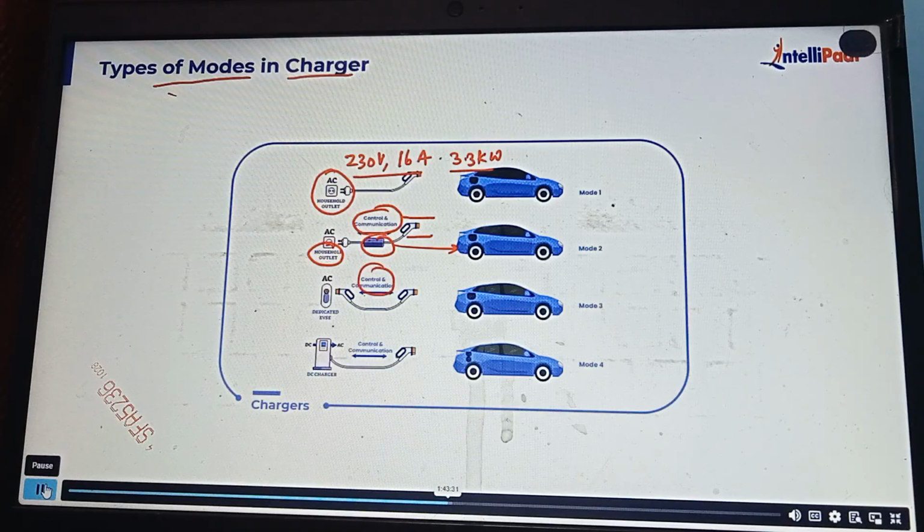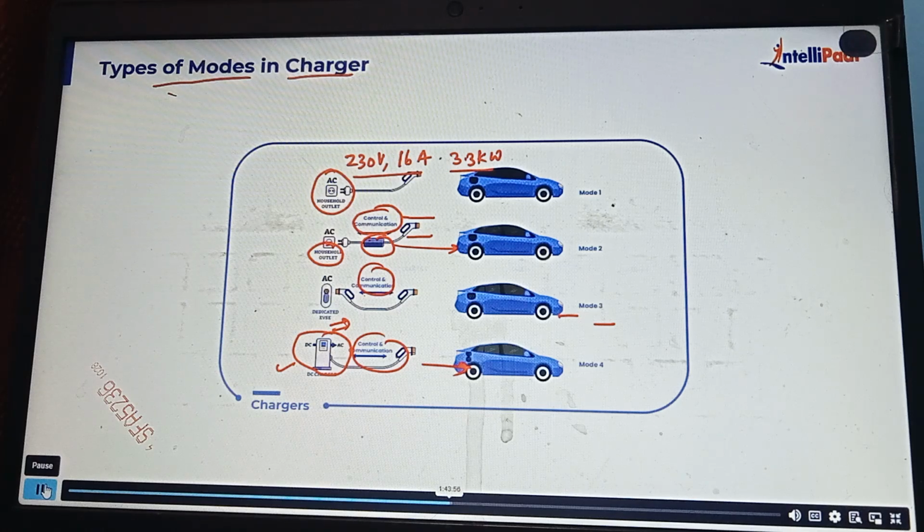Then control and communication, AC charger dedicated EVCS we have, so that is mode 3, and we have a hybrid kind of charger, so we can have the DC as well as AC charging system, and using this control and communication, we are able to charge in case of mode 4. So there are different modes of chargers.